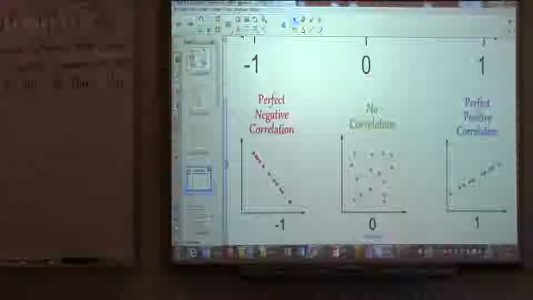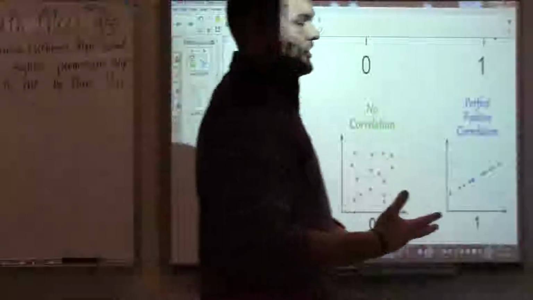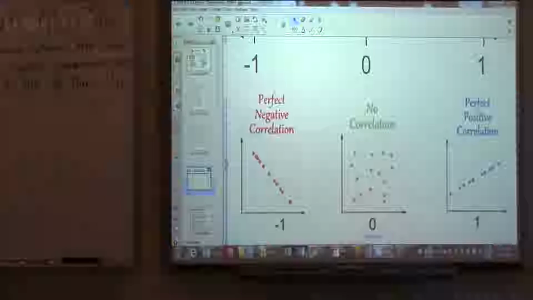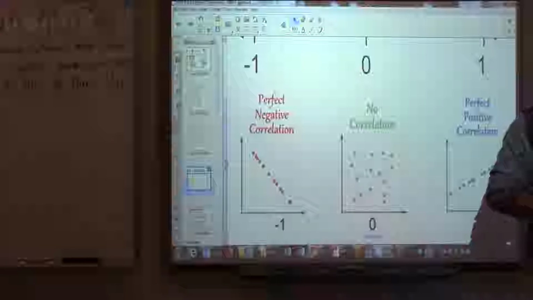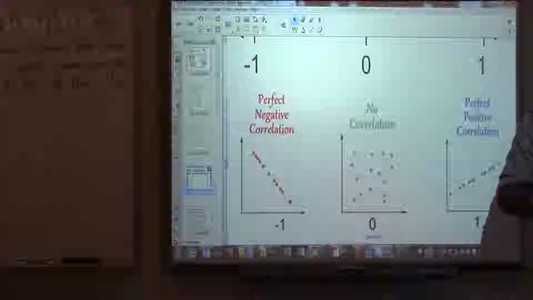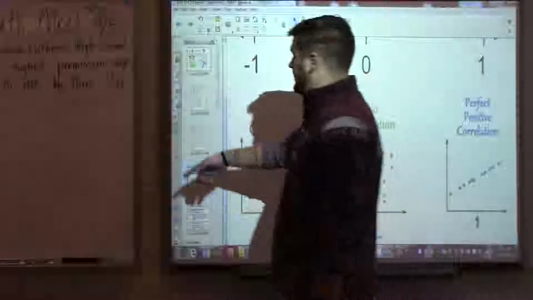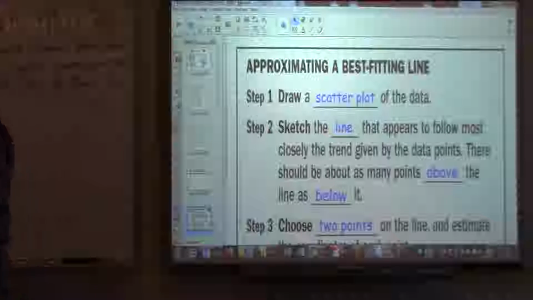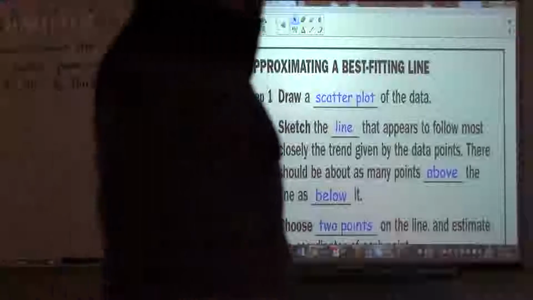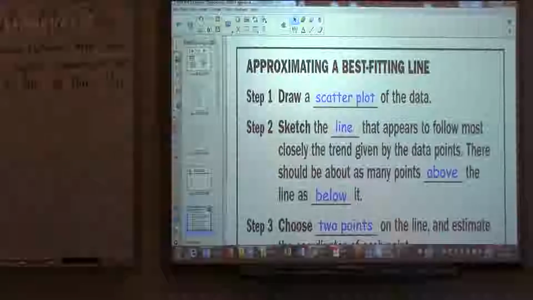We may ask you, like on the homework today, there's a couple problems that say, what type of correlation is it? Positive, negative, no correlation. That's the extent we're going to go with this. Pretty self-explanatory, pretty common sense, right? Alright, then I'm going to keep going. The next thing we're going to do, we're going to skip the problem on top. We're just going to go right to filling out how we approximate a line of best fit.